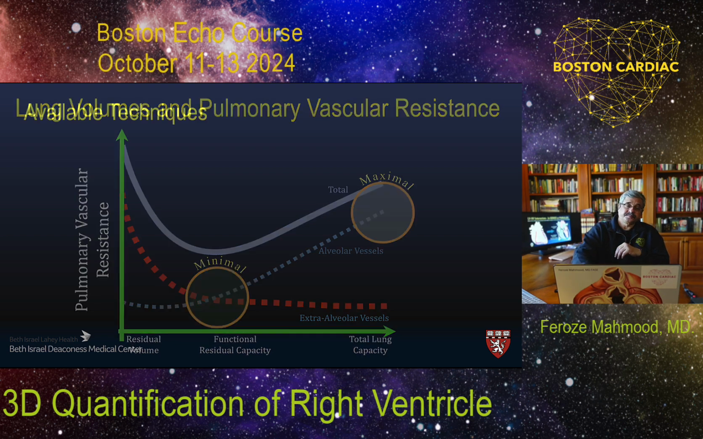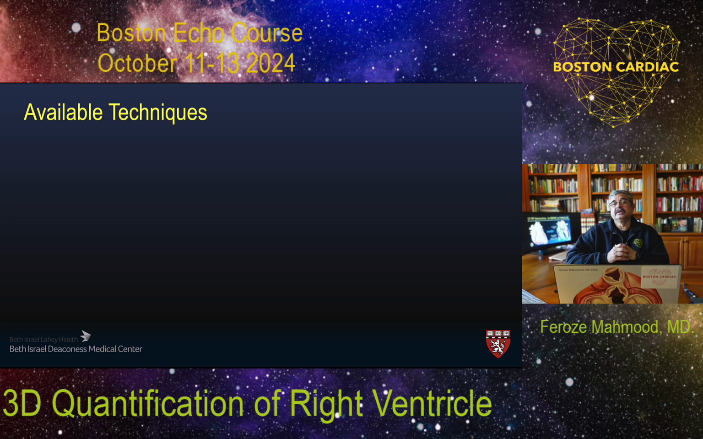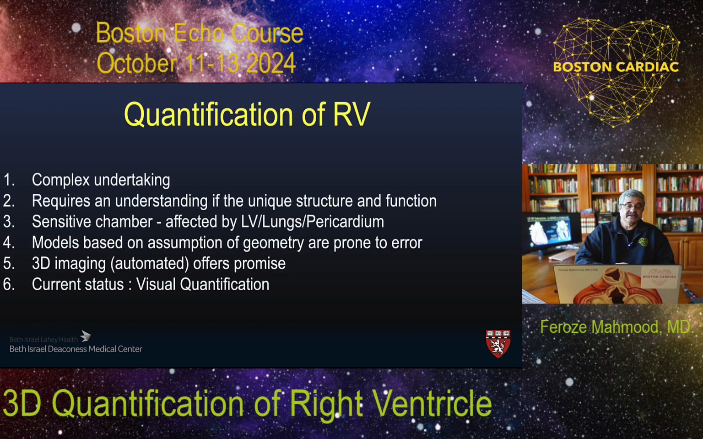Then we go on to the most important part, that's why we're here, and that's the available techniques of right ventricular volume assessment with 3 dimensions. Now, quantification of the right ventricle, predictably because of its complex anatomy and function, is a pretty complicated undertaking. It requires an understanding of its unique structure and the functions and the limitations of assumptions of area length methods of determining and estimating volume.